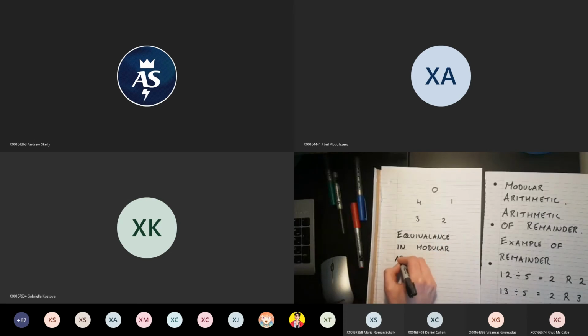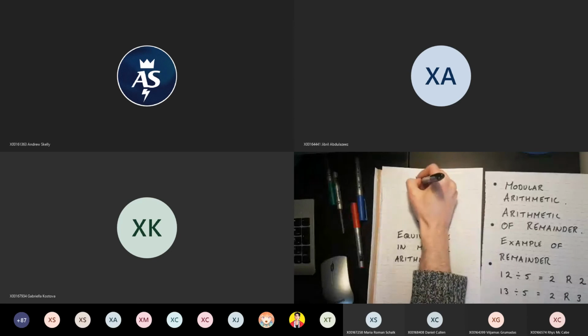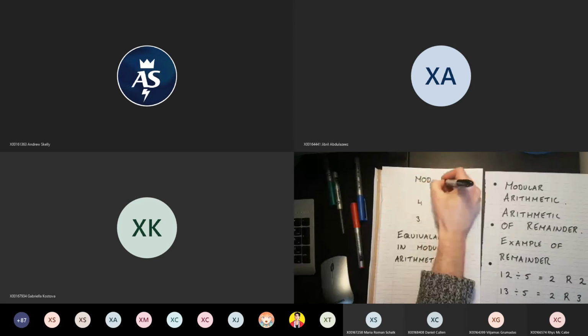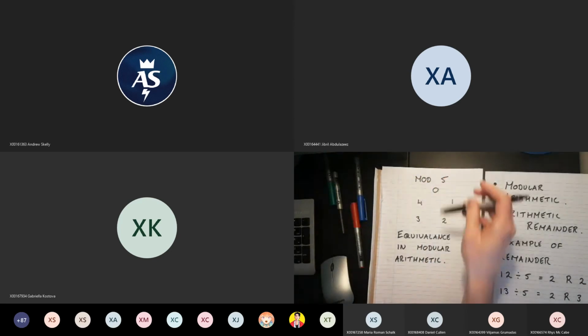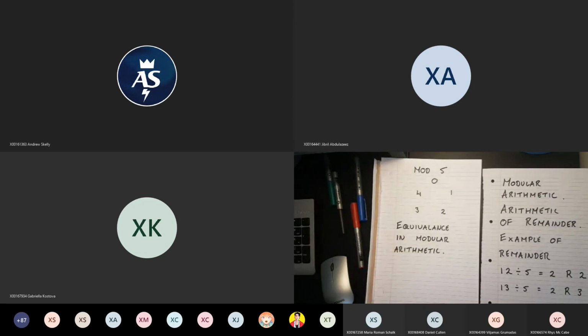Okay, so now the numbers in this system of mod 5, I only have the numbers 0, 1, 2, 3, and 4. However, there are, of course, other numbers that exist in the integers or in the natural numbers, and I would like to see how they tie to arithmetic in mod 5.